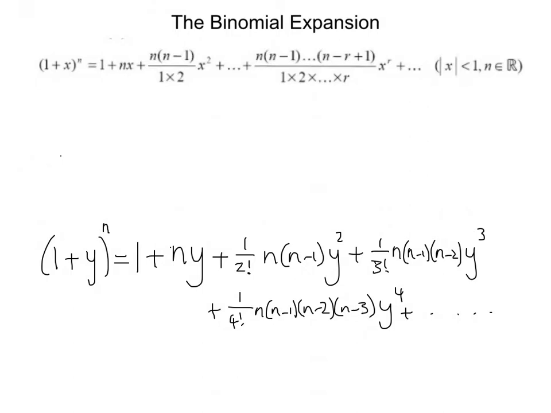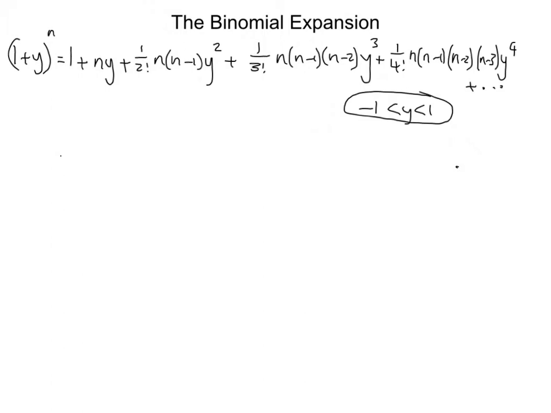So this is the way that I like to think of the binomial expansion of 1 plus y to the n, and that's what I'll be using, and it's valid provided that your y is between minus 1 and 1. That's what that means. Modulus of y is less than 1, so I'm going to write provided minus 1 is less than y is less than 1. That's when it's valid. Let's have a look at a couple of examples.